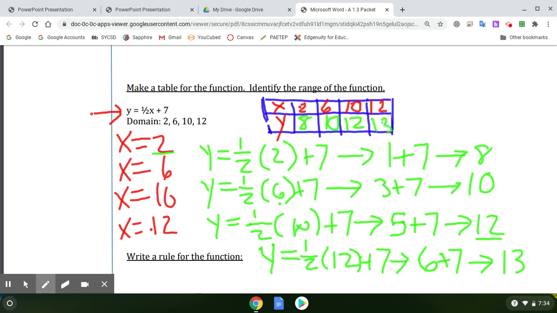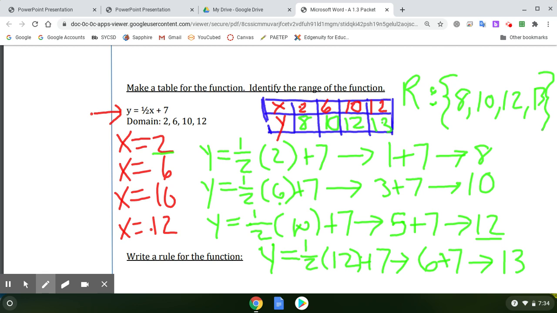So now we've used all of the values in our domain and found corresponding outputs, and this would represent the range. So we might say that the range, using those braces we used yesterday, is 8, 10, 12, and 13.